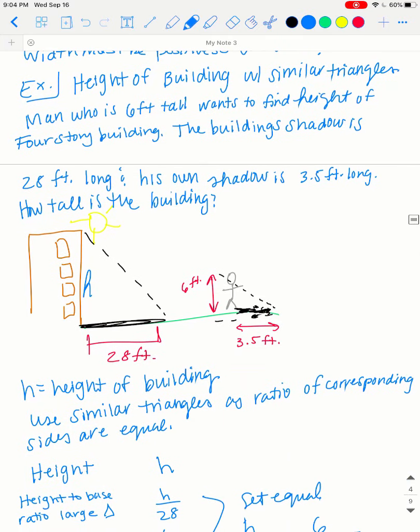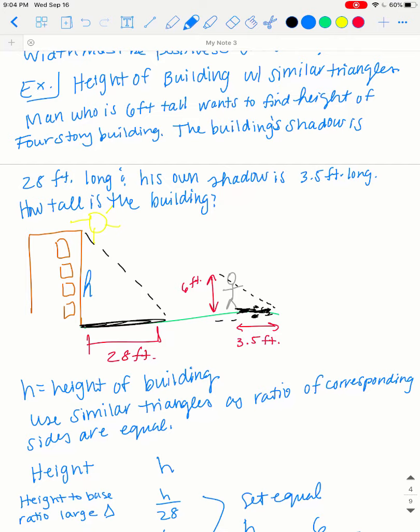Alright, so here we're going to determine the height of a building using similar triangles. A man who is 6 feet tall wants to find the height of a 4-story building. The building's shadow is 28 feet long, and his shadow is 3.5 feet long. So how tall is the building?